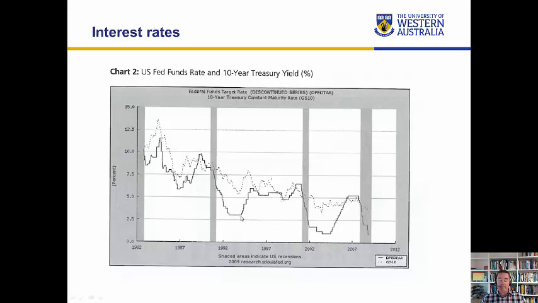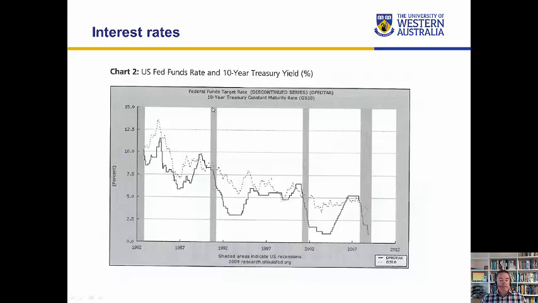The dark line down here is the federal funds rate. That is the overnight interest rate. It's the US version of Australia's cash rate. And the dotted line here is the 10-year Treasury yield, or the 10-year bond yield. So we've got a 24-hour interest rate and a 10-year interest rate.